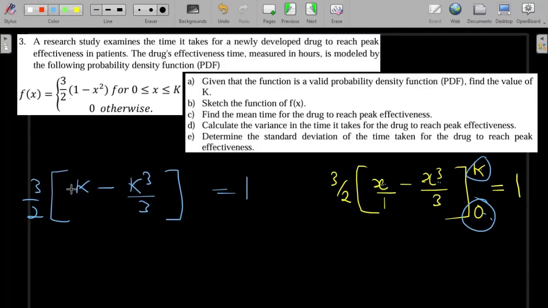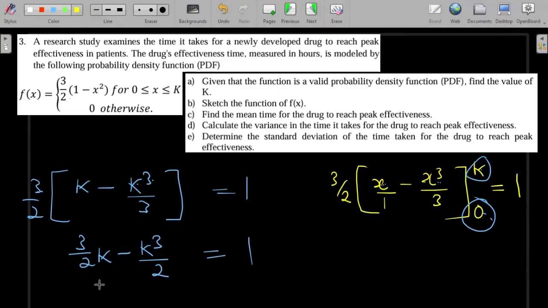Okay, and then from here, we can multiply with this. So it will be 3 over 2k minus 3 over 2 multiplied by k to the power 3 over 3. So this 3 will cancel with this 3. So what I end up having is k to the power 3 divided by 2. This is equal to 1.